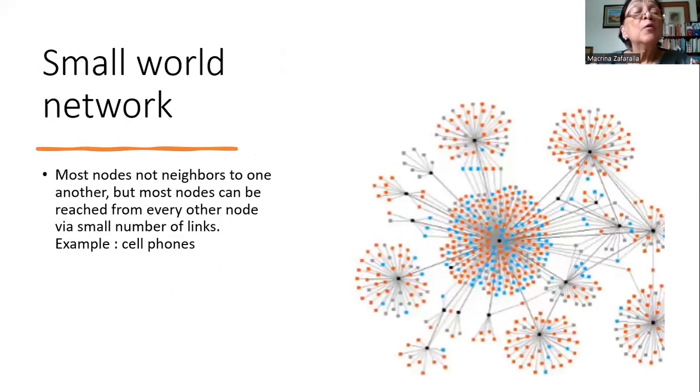Now we dwell on the small world network, where most nodes are not neighbors to one another, but most nodes can be reached from every other node via a small number of links. An example would be the cell phone and the internet, as exemplified in our very own town. So we have the cable network, which is a smaller node, and this would have a number of links. We are not neighbors in close proximity to those who use the internet in San Pablo, but because of the cable network, we are able to connect.